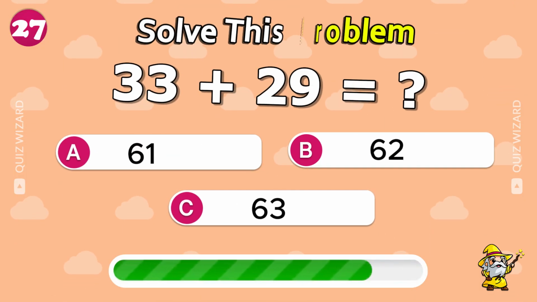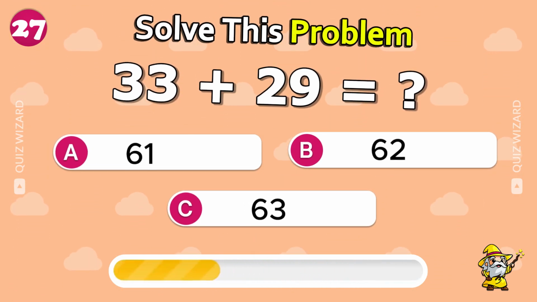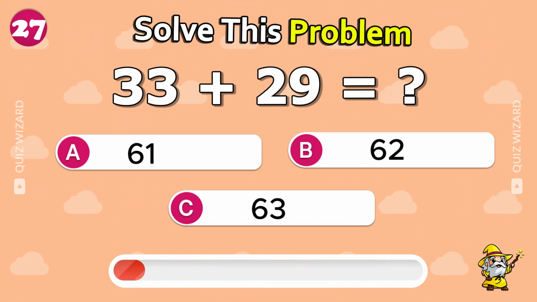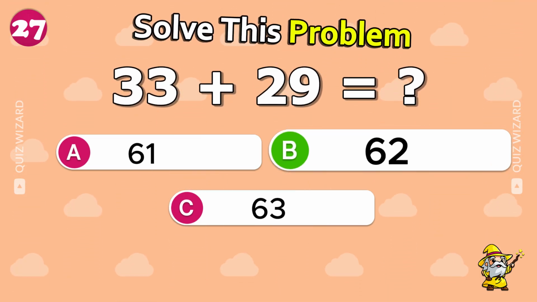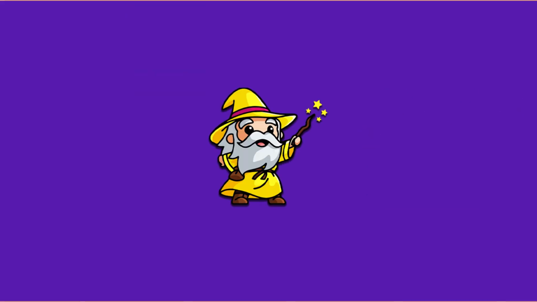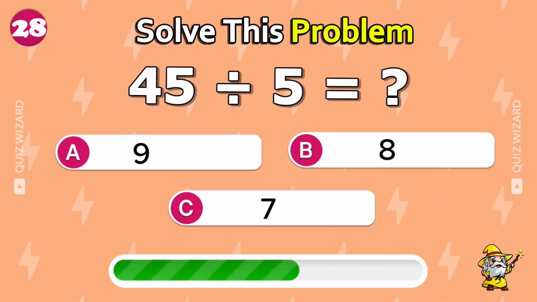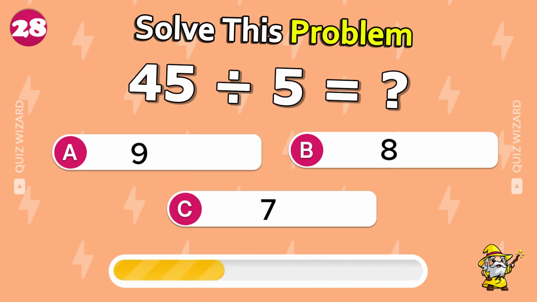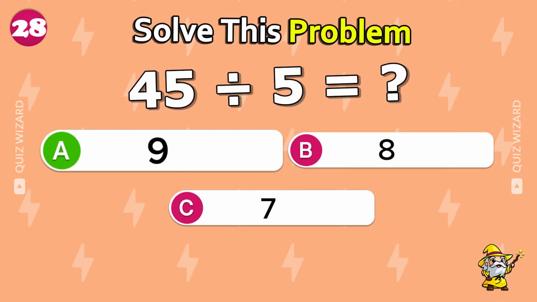Can you solve 33 plus 29? 61, 62, 63. Answer is 62. What is the result of 45 divided by 5? 9, 8, 7. Answer is 9.